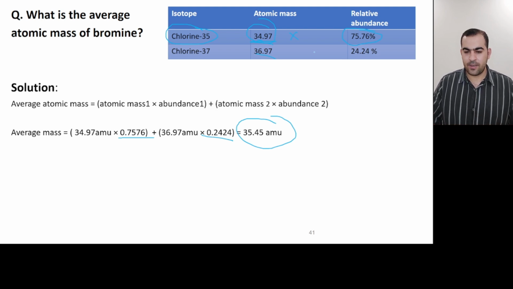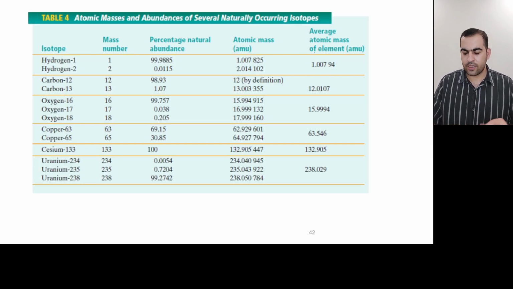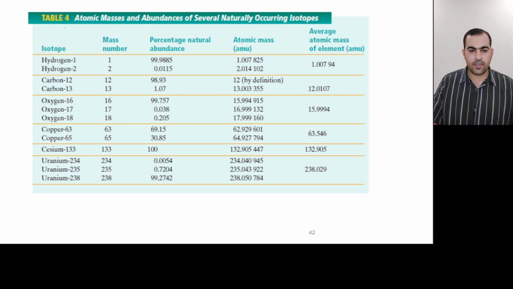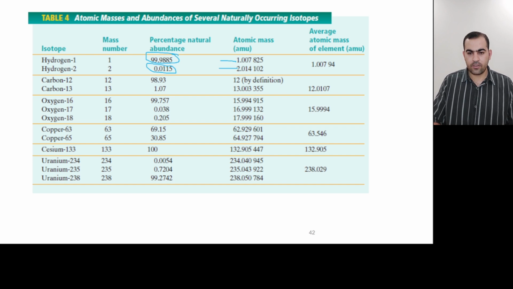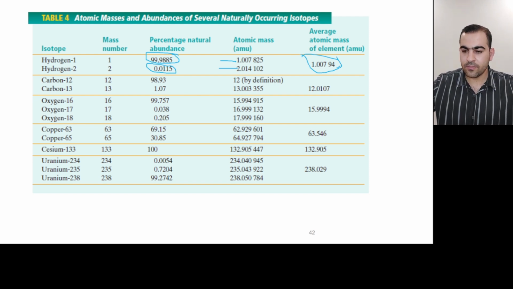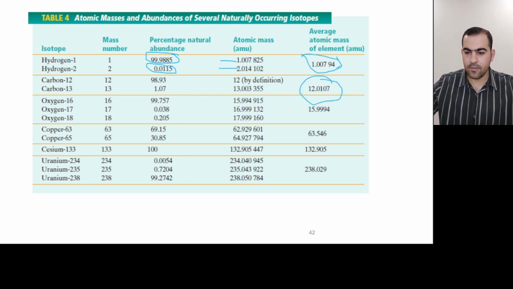This is the second problem. There is a table with the atomic mass and abundance of several naturally occurring isotopes: hydrogen 1, hydrogen 2, with percentage abundance and the relative atomic mass of each. How do we get the average? We need percentage and atomic mass. This is the average atomic mass, which is what you see below the name of each element in the periodic table. Just know that this is for carbon, and these are for others. There are several examples.